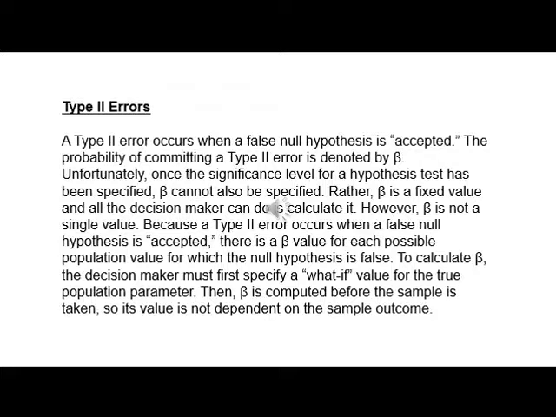Because a type 2 error occurs when a false null hypothesis is accepted, there is a beta value for each possible population value for which the null hypothesis is false. To calculate beta, the decision maker must first specify a what-if value for the true population parameter. Then, beta is computed before the sample is taken, so its value is not dependent on the sample outcome.